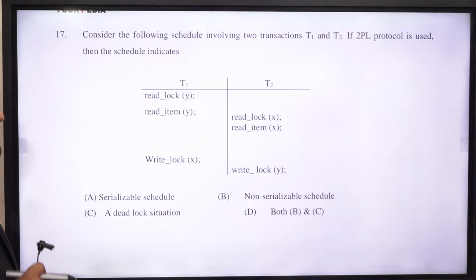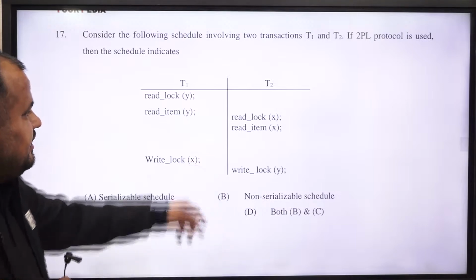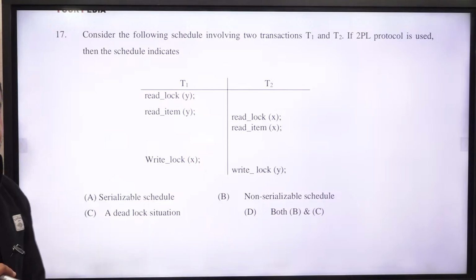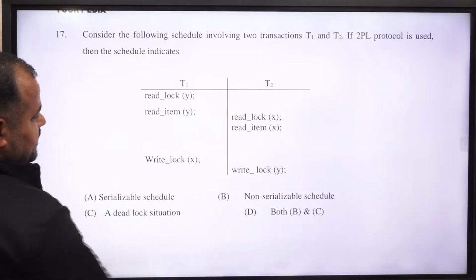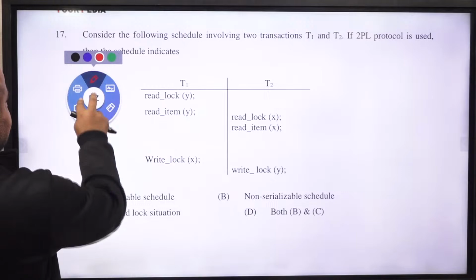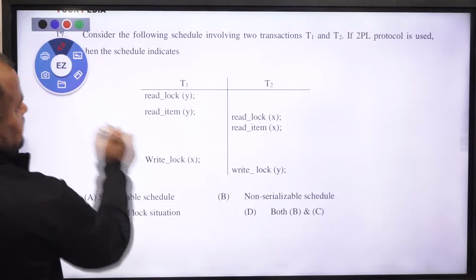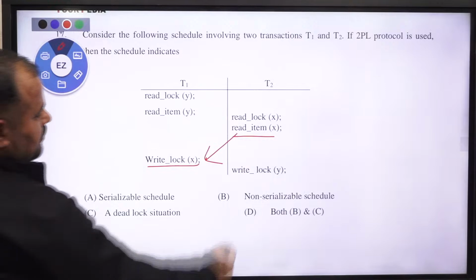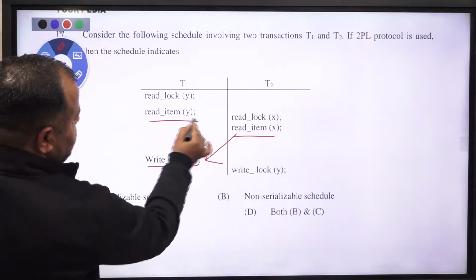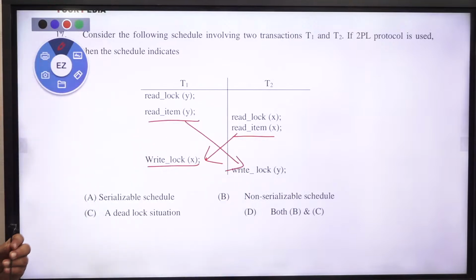No, that is wrong. A is wrong. Yes, D. D is the right answer. D is the right answer. See, my dear students, if you go with that, a cycle is there. One directly cycle is here: write here, read here. One is now write Y. So D is the right answer.